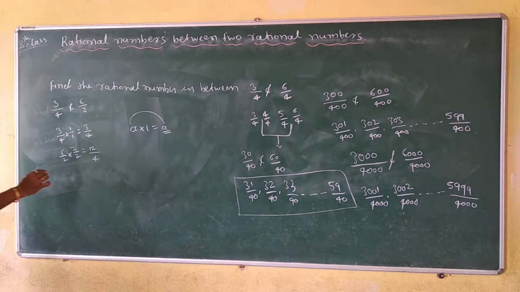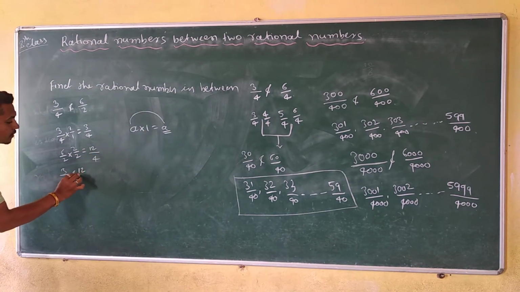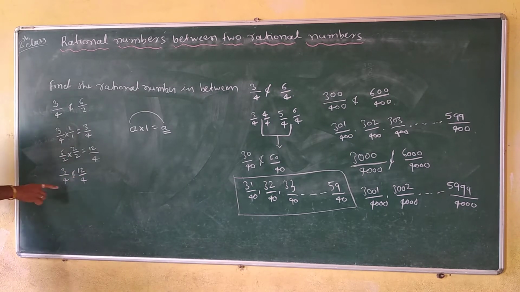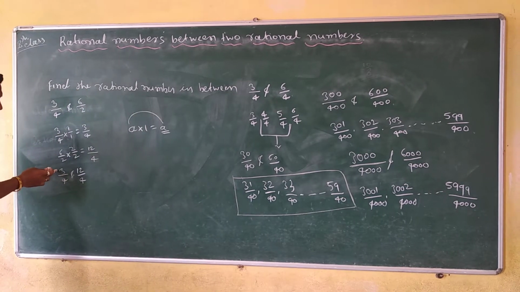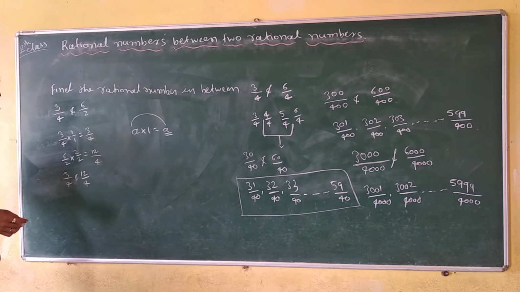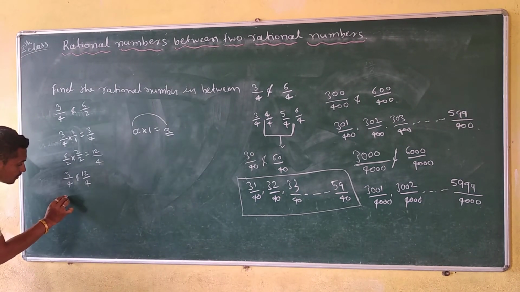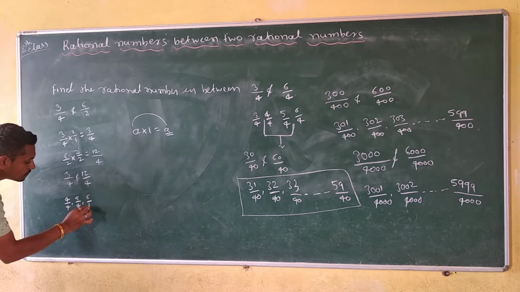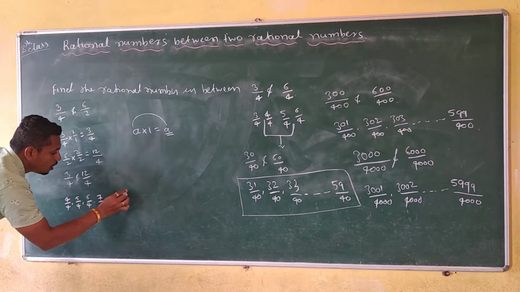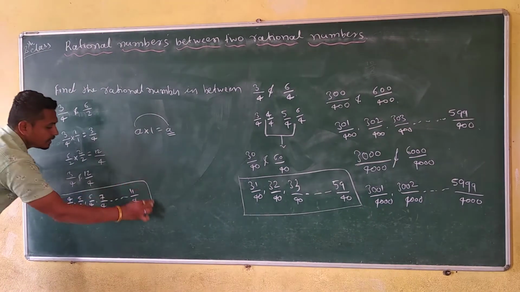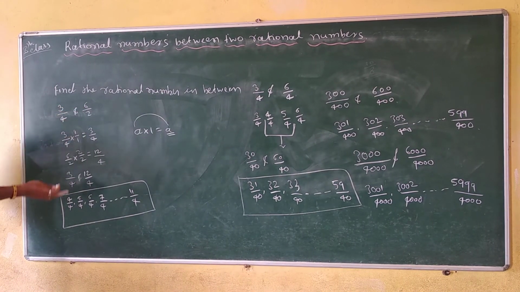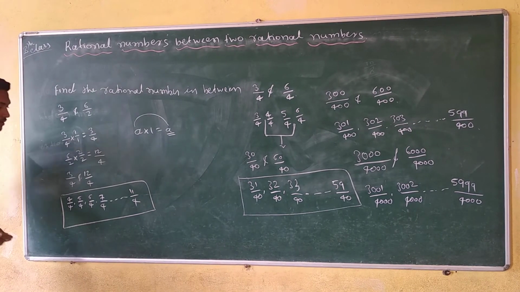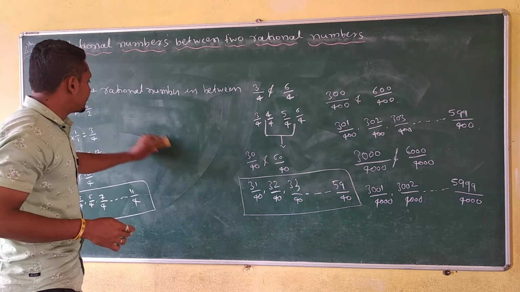Now see here, 3 divided by 4 and 12 divided by 4. Now the denominator is the same, so you can easily write the rational numbers in between 3 divided by 4 and 12 divided by 4. Is it right? See here: 4 divided by 4, 5 divided by 4, 6 divided by 4, 7 divided by 4, and so on up to 11 divided by 4. So these are the rational numbers in between 3 divided by 4 and 12 divided by 4, or 3 divided by 4 and 6 divided by 2. Is it right?